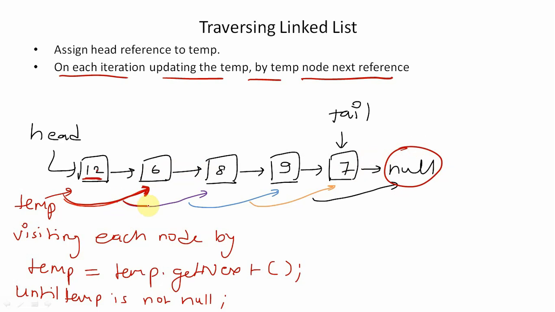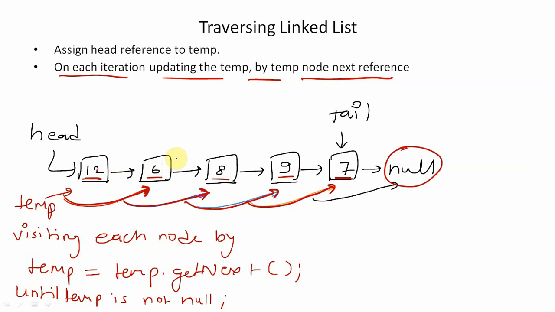So repeat until temp is null. Temp refers to null when no more elements are left to be traversed. So this is the traversing. Now we'll look into another operation, which is the search operation.